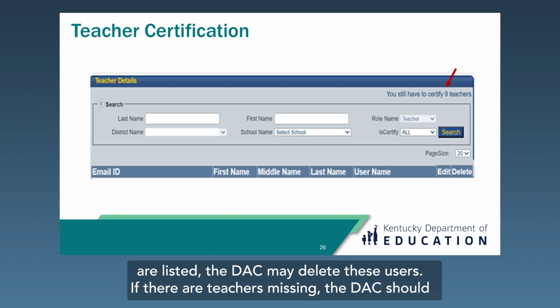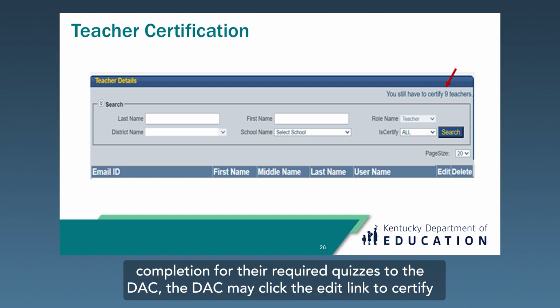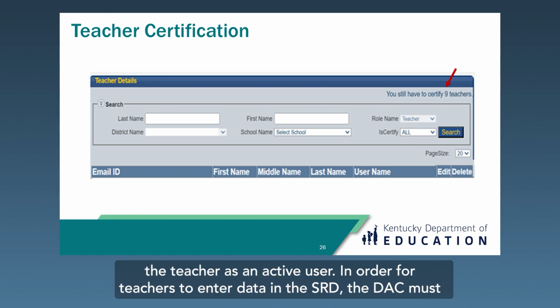If there are teachers missing, the DAC should direct the teacher to register via the OTS. If the teacher has presented their certificate of completion for their required quizzes to the DAC, the DAC may click the Edit link to certify the teacher as an active user.